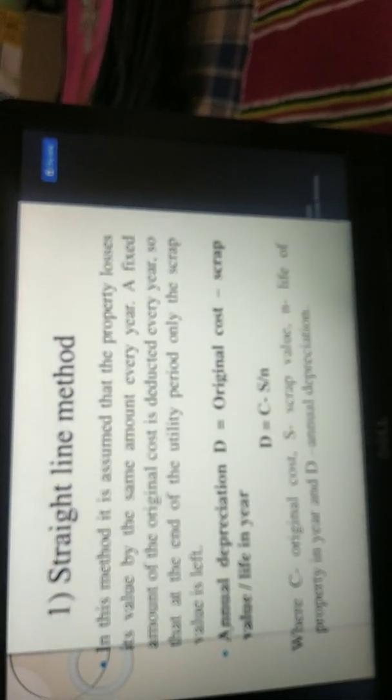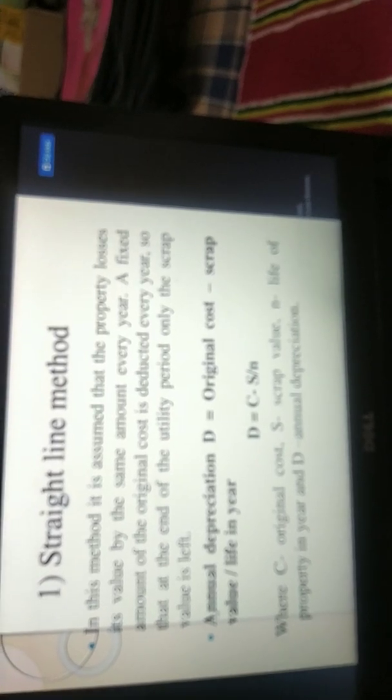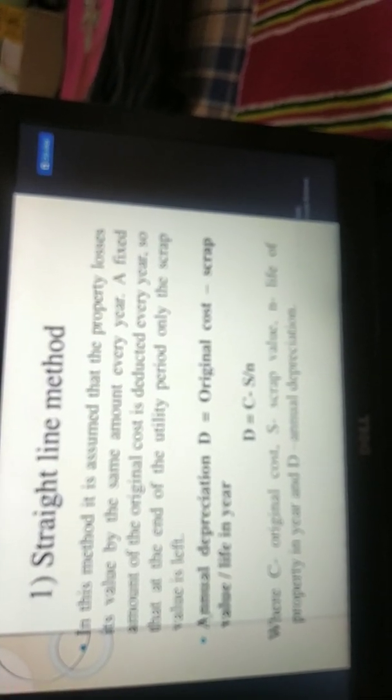Therefore, the formula is very simple. Annual depreciation D is equal to original cost minus scrap value divided by life in years. That is, D is equal to (C minus S) upon N, where C is the original cost, S is the scrap value, N is the life in years of the property, and D is the annual depreciation of the property. Now, with a very simple problem, we will try to understand how to calculate depreciation using the straight line method.